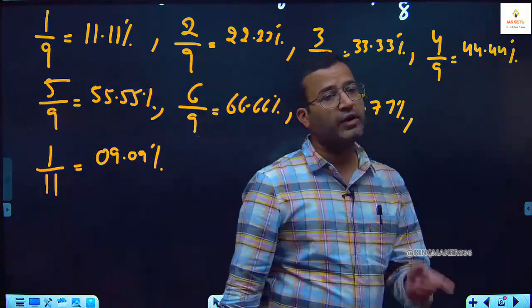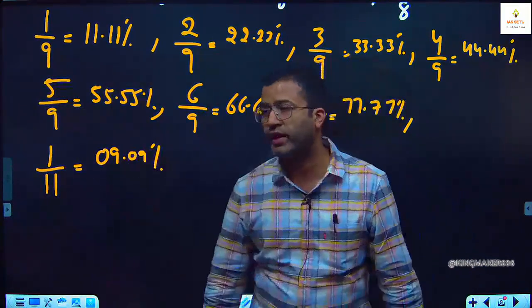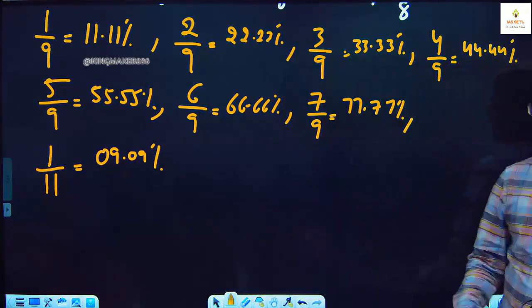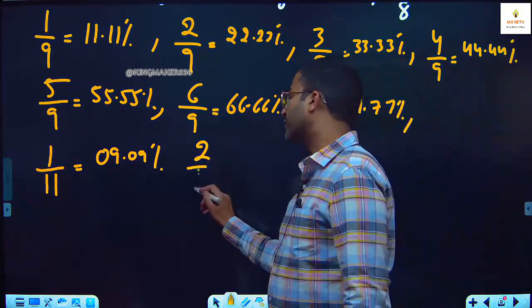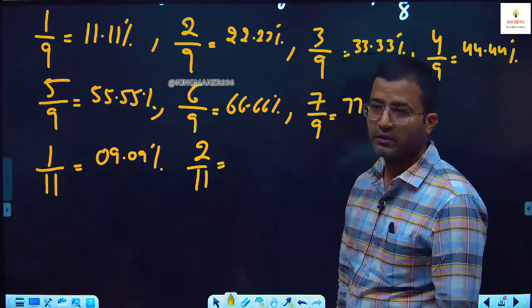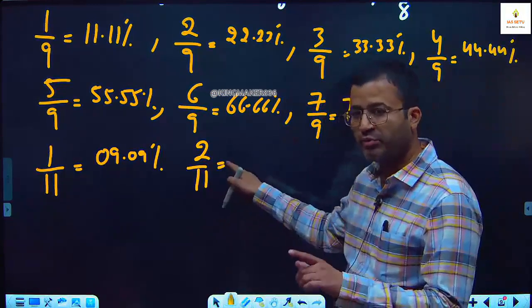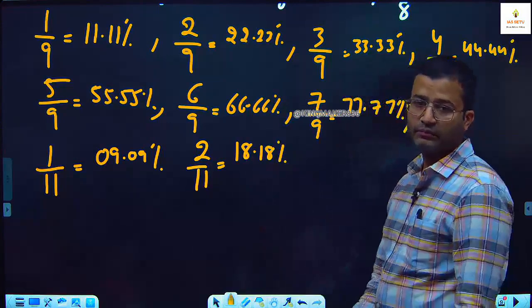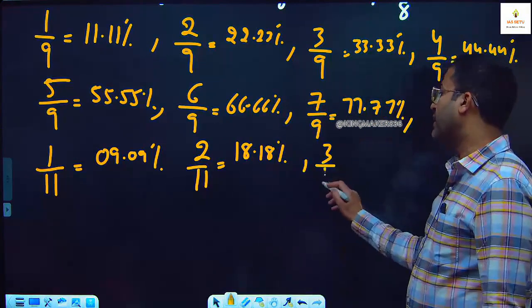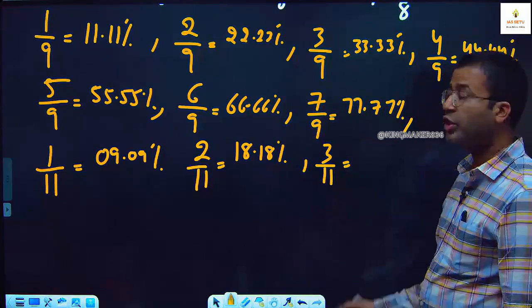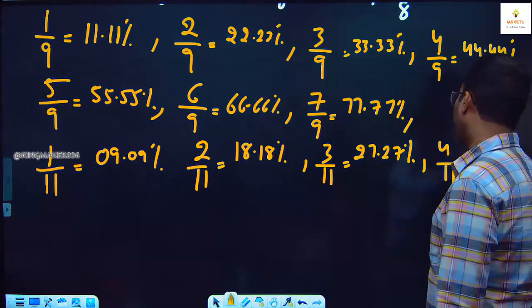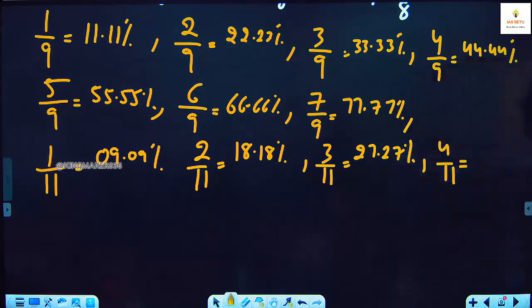1 by 11, when the denominator is 11, the percentage is a multiple of 9. So 1 by 11 is 09.09%. When it is 2 by 11, it will be 2 multiples of 9, 18.18%. 3 by 11, 3 multiples of 9, 27.27%. 4 by 11, 4 multiples of 9, 36.36%.